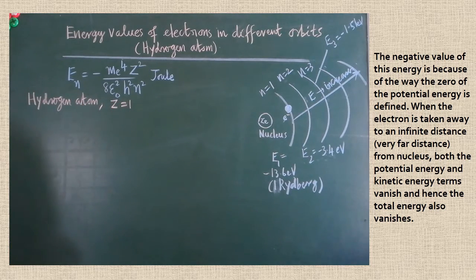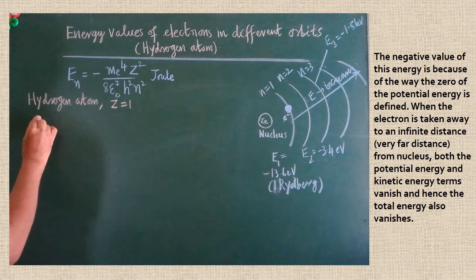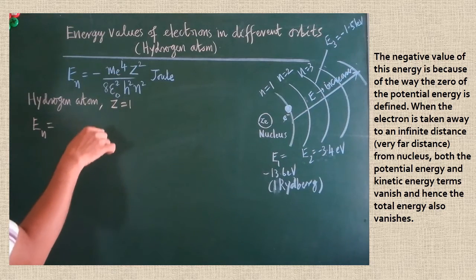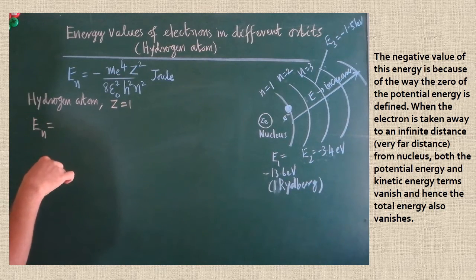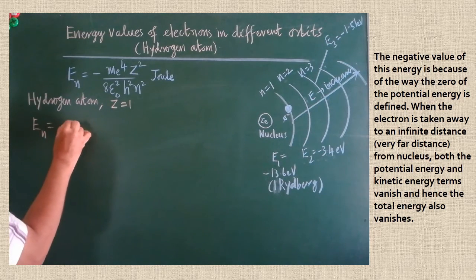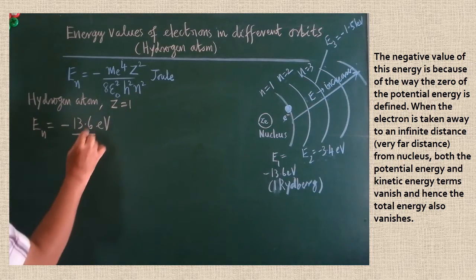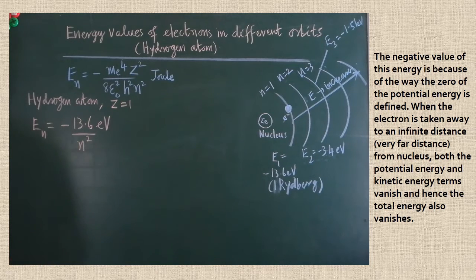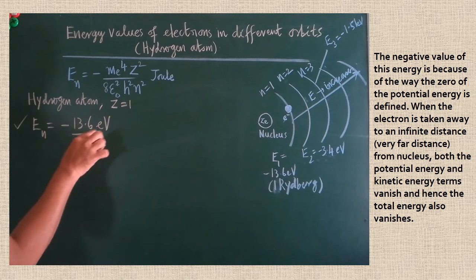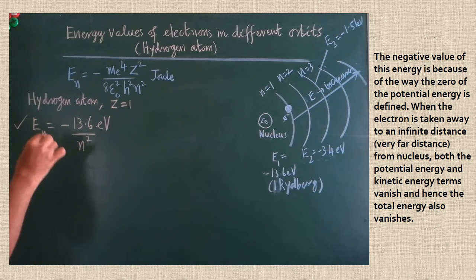So let us take Z equal to 1, since the hydrogen atom's atomic number is 1. Substitute the value. After that, En is equal to, after substituting Z equal to 1, the formula can be altered. The energy answer can also be converted into electron volt. So this is the main formula: minus 13.6 electron volt divided by n square, where the principal quantum number alone exists in the denominator. By using this expression, En is equal to minus 13.6 electron volt divided by n square, we are able to calculate the energy of the electron in any orbit.